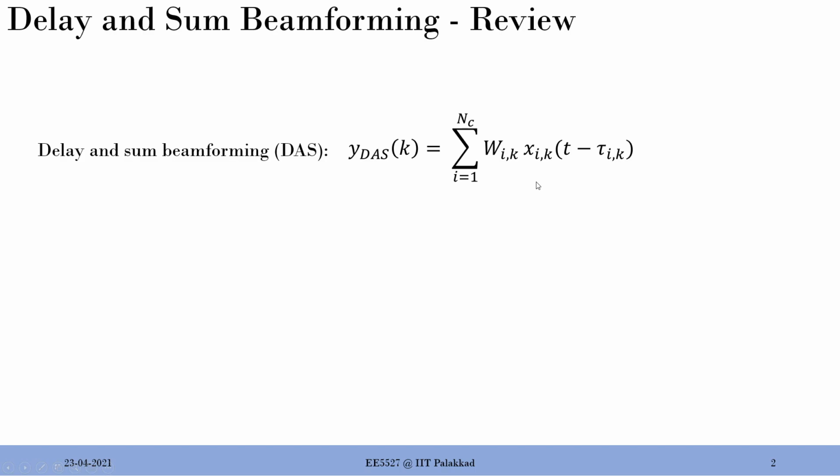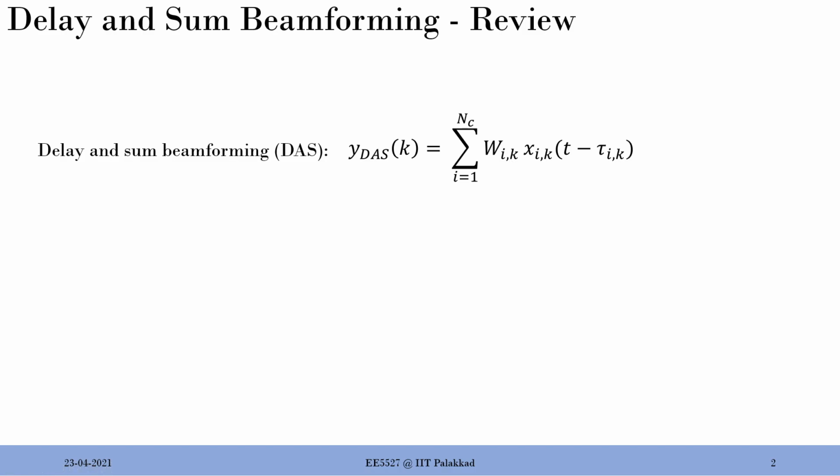How shall I weight that signal for each and every transducer? Shall I equally weight them, or shall I weight them with something? So that is what this weight w_ik is. For each transducer and for each pixel, I do have a weight, and in signal processing terms we call it apodization. So basically delay and sum means you delay the signal corresponding to each pixel and each transducer, you weight them, and then you sum them together. So that's why it's called delay and sum.